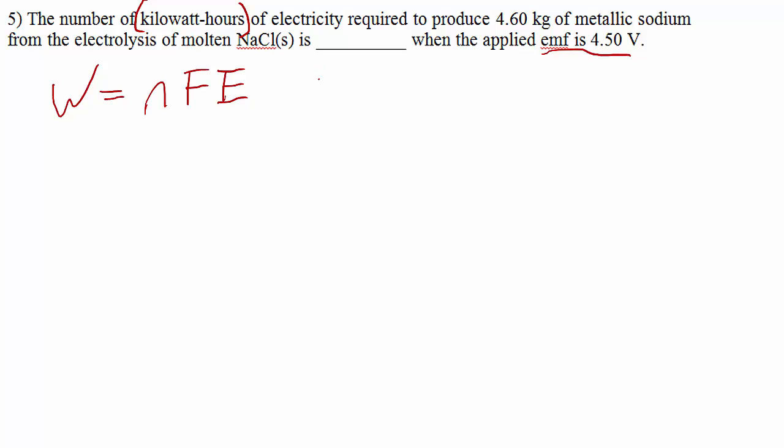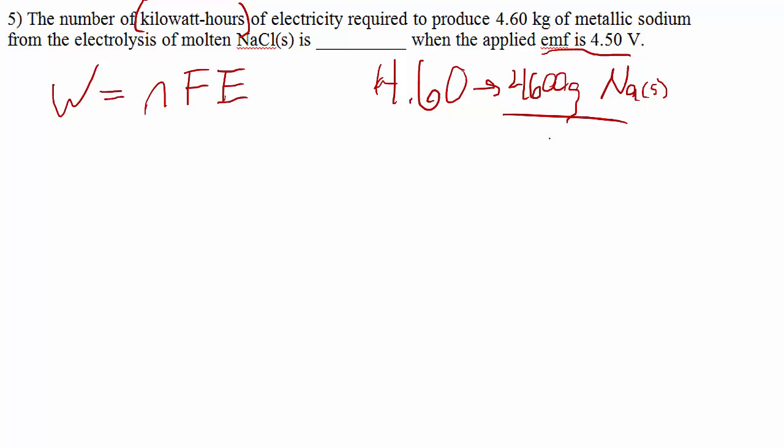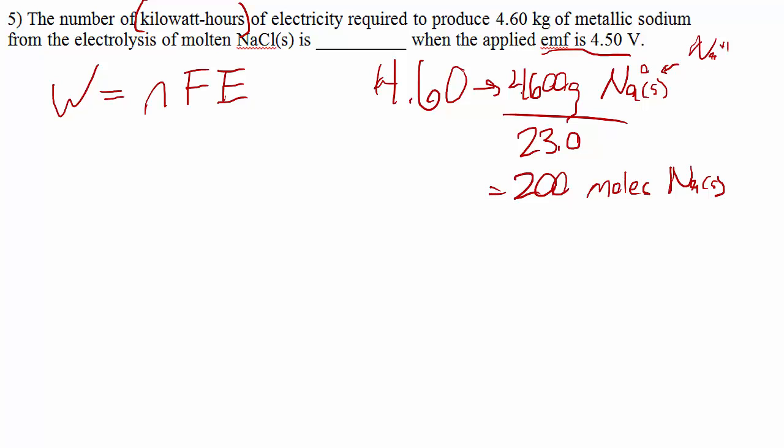And the n is going to be the number of moles of electrons. To figure that out, we're going to have to do a little side step. 4.60 kilograms becomes 4,600 grams of metallic sodium, Na(s). So how many moles is that? We divide that by the gram formula mass of 23.0, and we get 200 moles of Na solid, which is also the moles of the electrons, because Na is going from Na+1 to Na 0. So it's just 1 electron each, so we got 200 moles.